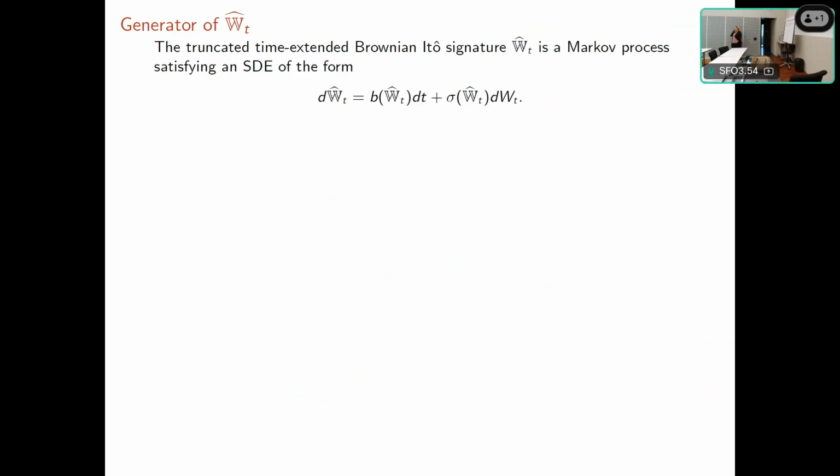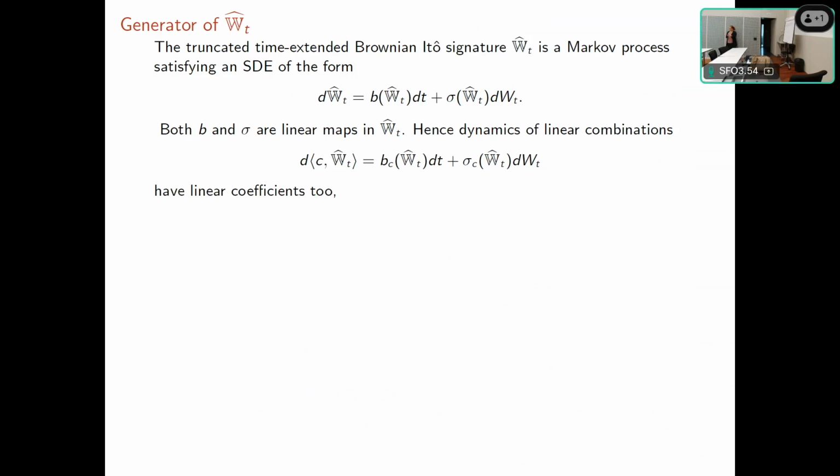We need to write down the dynamics of the signature to then apply the Ito formula and understand what the generator is. We saw before, actually, because I did not report it here, that B and sigma are linear maps. Because what are B and sigma? It's just the previous component of the signature that we are now integrating either with respect to time or to Brownian motion. So this means that if we take a linear combination of the signature, we get again something which has linear drift and diffusion coefficient in the signature.